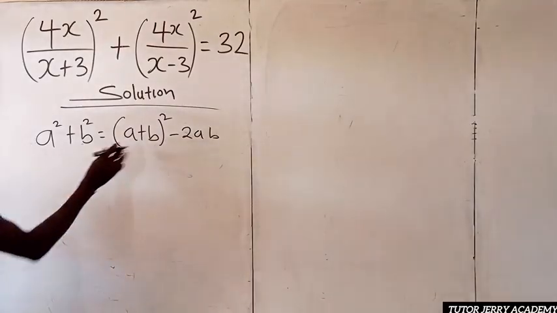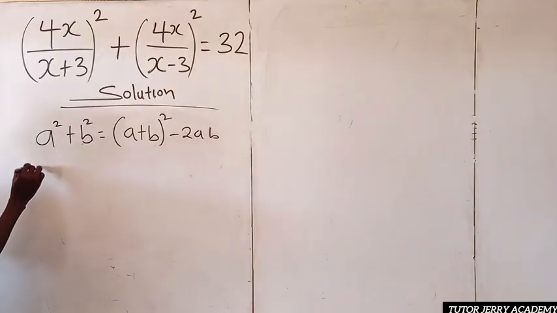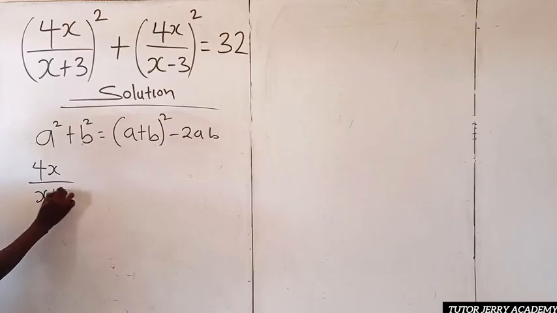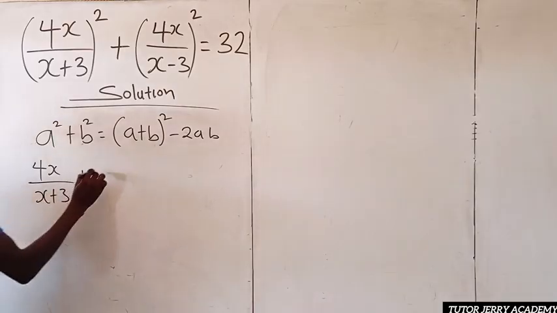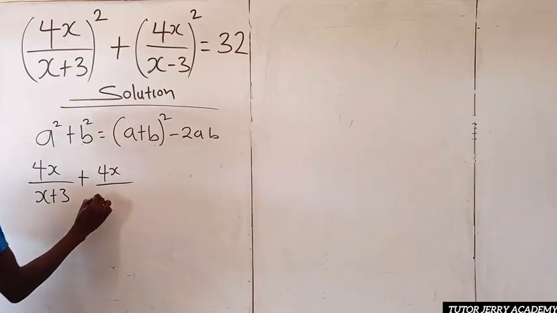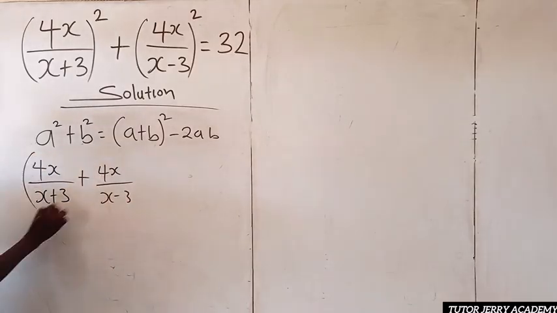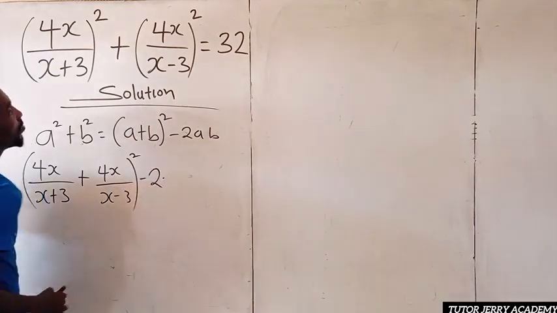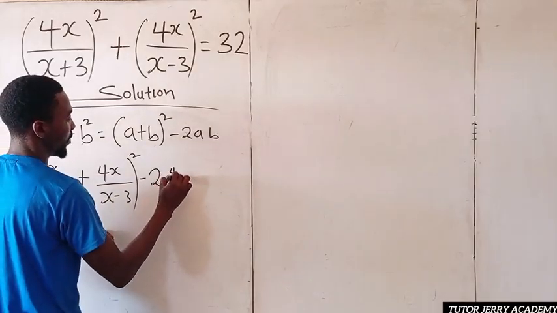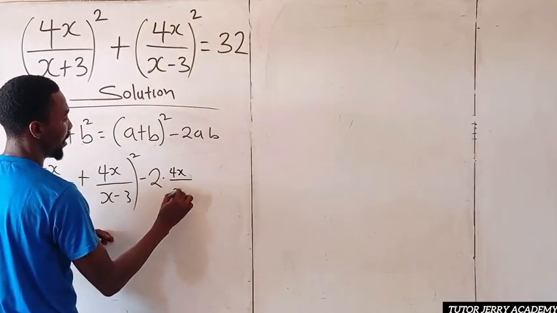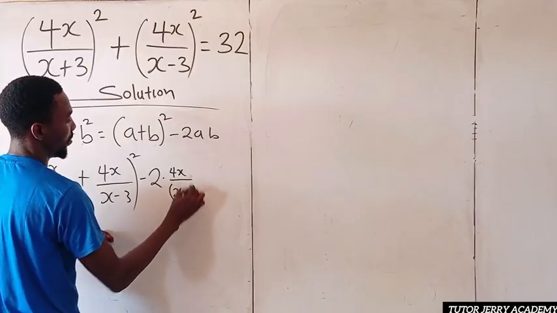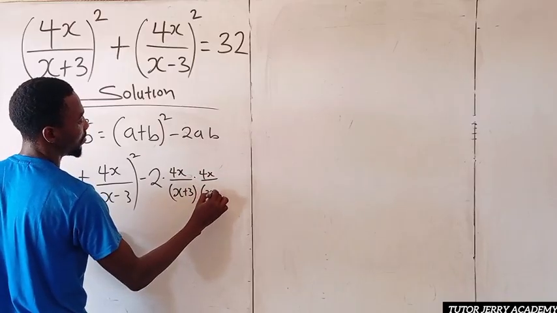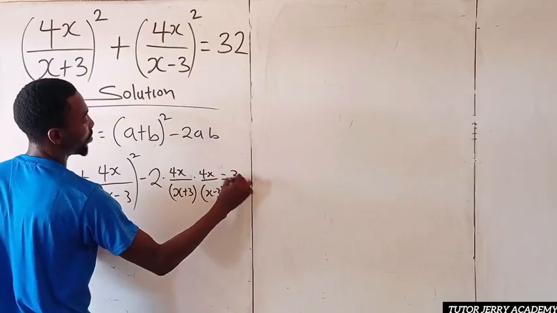All right. So a plus b, where a is 4s over s plus 3 and b is 4s over s minus 3, everything to the power of 2, minus 2ab. That is 2 multiplied by 4s over s plus 3, then multiplied by 4s over s minus 3. Everything equals 32.